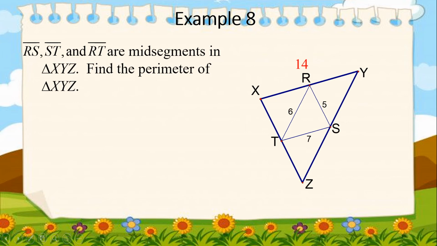So, the length of XY is 14 since mid-segment or segment ST is equal to 7. The length of side XZ is 10 and the length of side YZ is 12. In order to get the perimeter of triangle XYZ, we simply add all the sides. So we have perimeter is equal to 12 plus 10 plus 14. Therefore, the perimeter of triangle XYZ is 36.